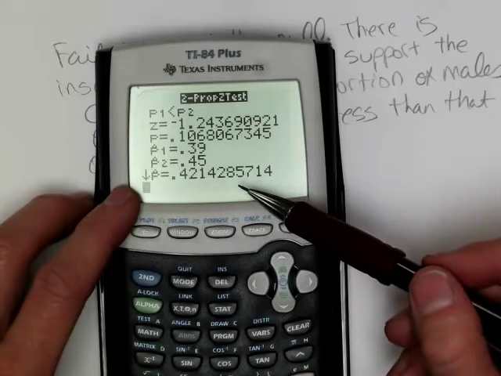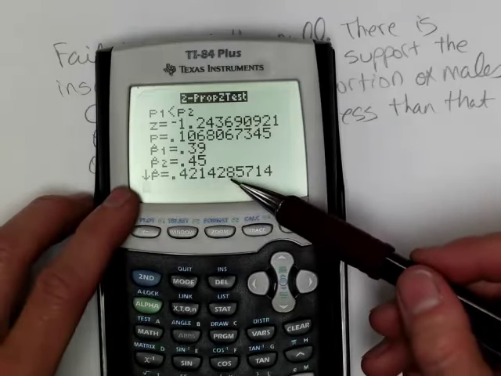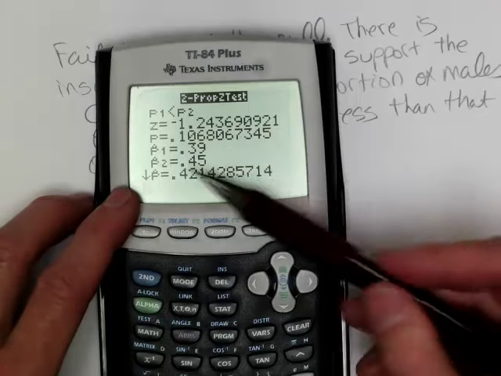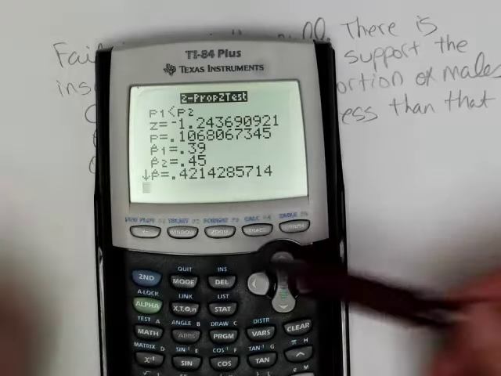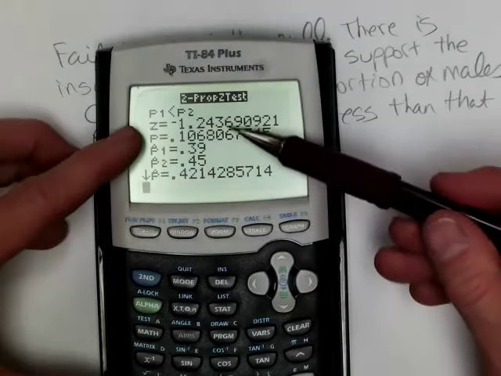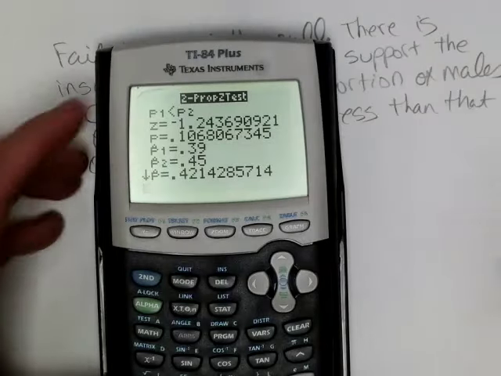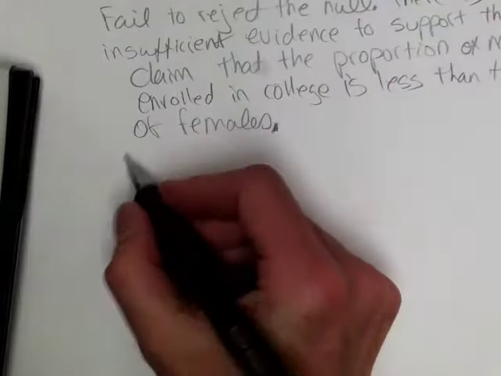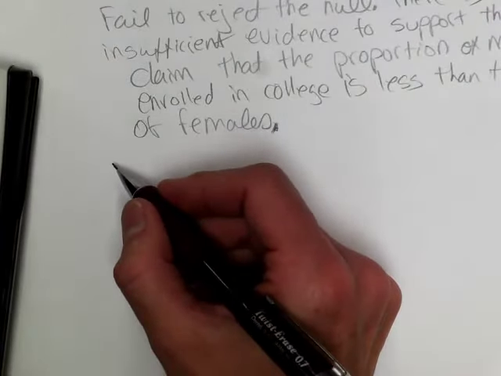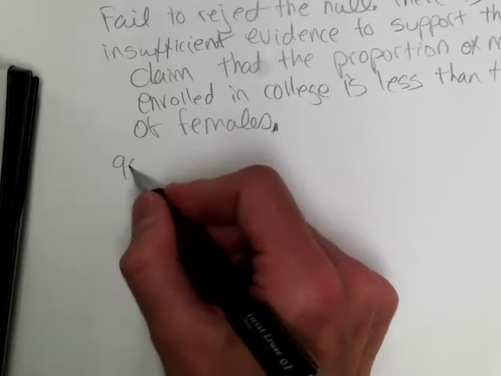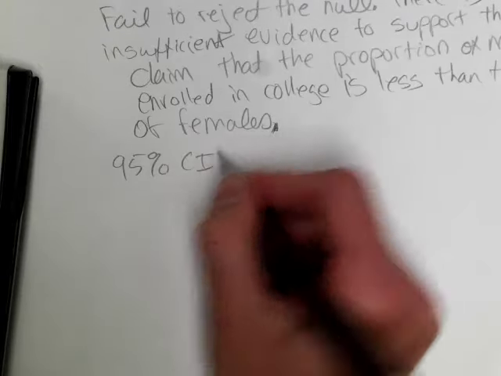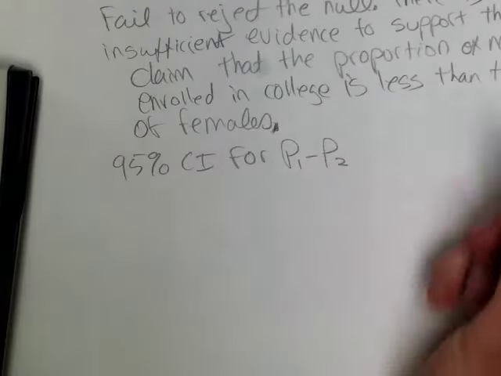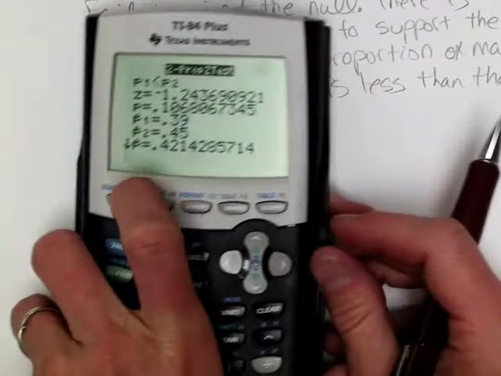A roundabout way is to temporarily assume we could use the 2-proportion z-test, put the information in, find this pooled proportion, check the assumptions, and then go back to the screen and pull out the pieces we need. Last but not least, let's take a look at the confidence interval. Since the level of significance was 0.05, we want a 95% CI for p1 minus p2, the difference between the 2 proportions.